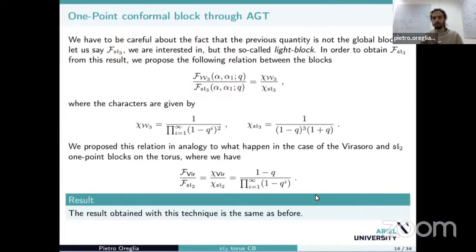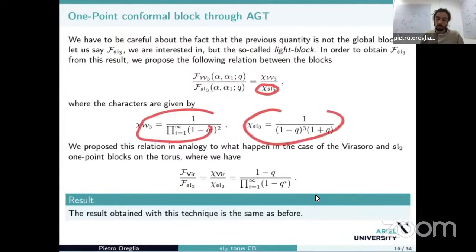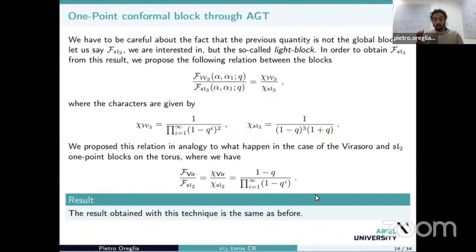In order to overcome this difference, we propose the following relation between the light block here and the global block over here, where we introduce on the right hand side the W3 character and the SL3 character here. We propose this relation in analogy to what was proven to be true for the lower spin case, that is the Virasoro case and the SL2 algebra on the other side. It was shown that this relation is valid for that case. So we propose the same relation for the case of W3 and SL3.